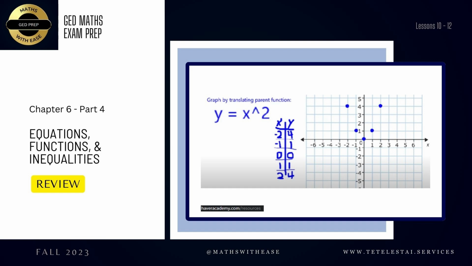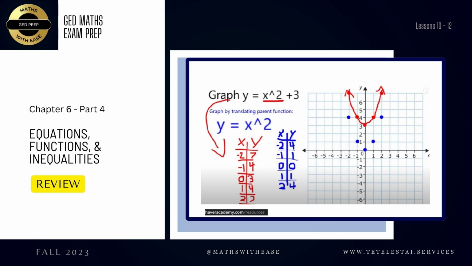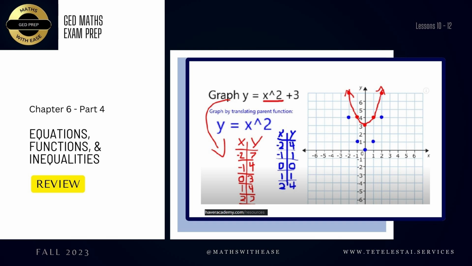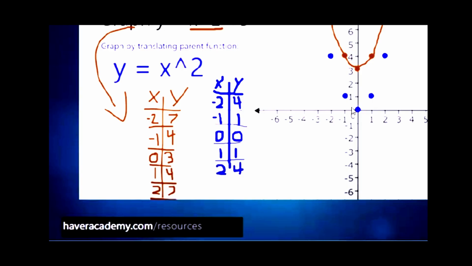So if we were asked to graph y equals x squared plus 3, you would simply do the same thing that we just did, except you would know that this positive 3 means that the graph is shifted upwards. Or imagine that somebody's standing at the origin and pushing this graph upwards by 3 spaces. And that's what this positive 3 here indicates. If there was a negative 3 here, you would know that somebody's standing at the origin and pushing this graph 3 spaces downwards.